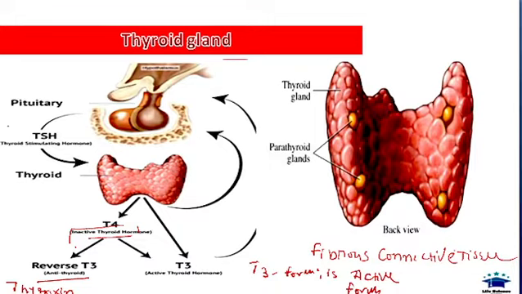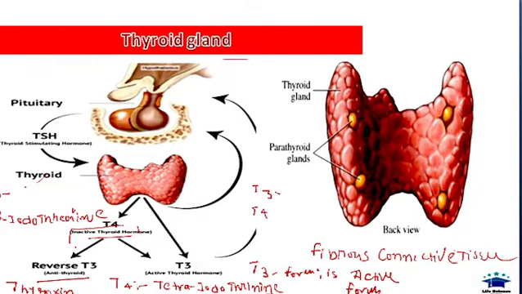T3 is called triiodothyronine, and T4 is called tetraiodothyronine. T3 contains 3 atoms of iodine. T3 and T4 together are known as the thyroid hormone.